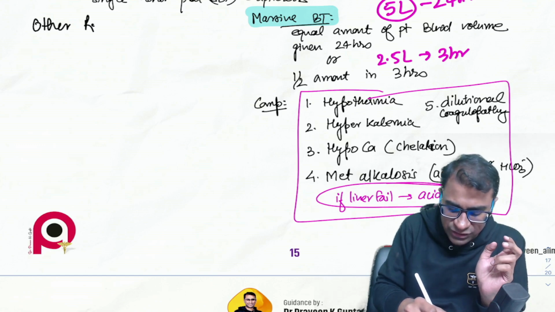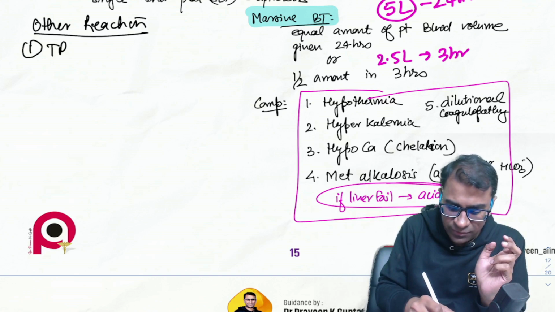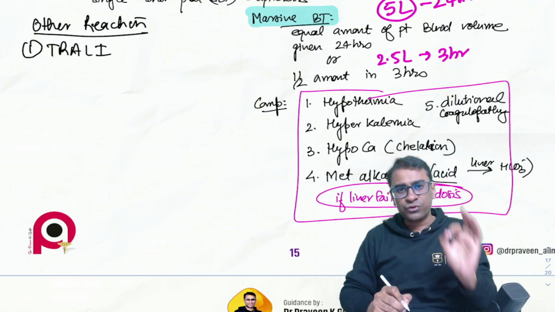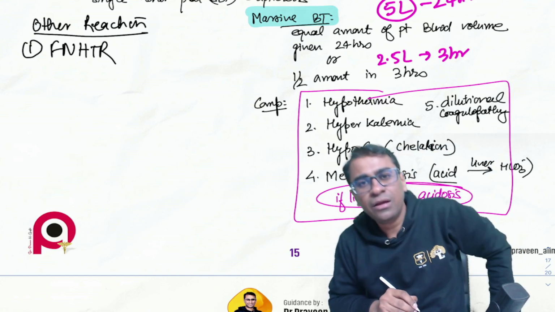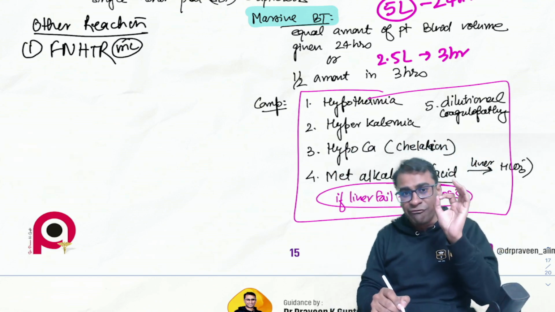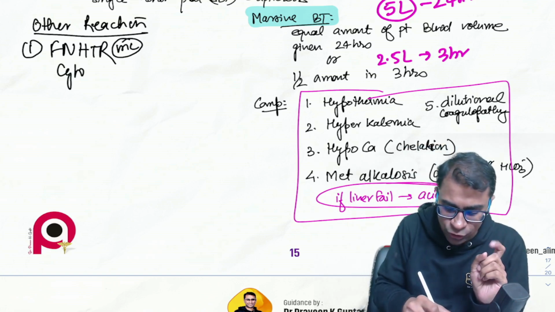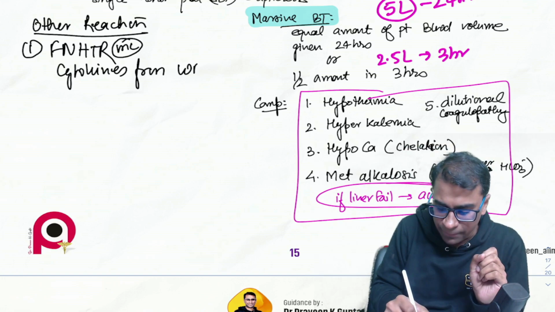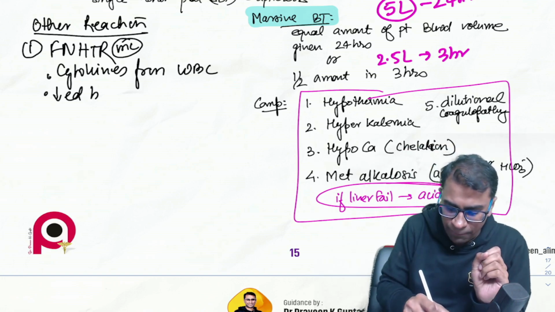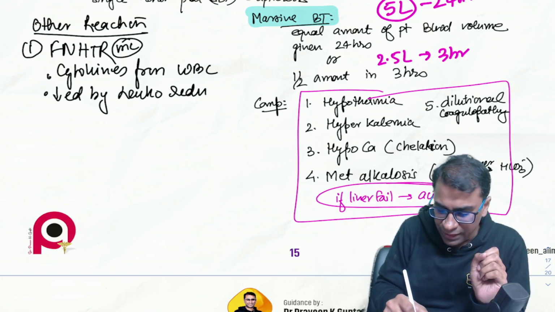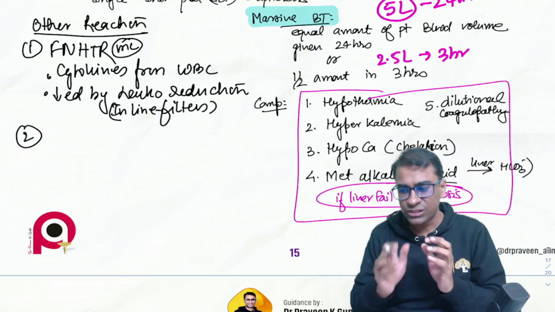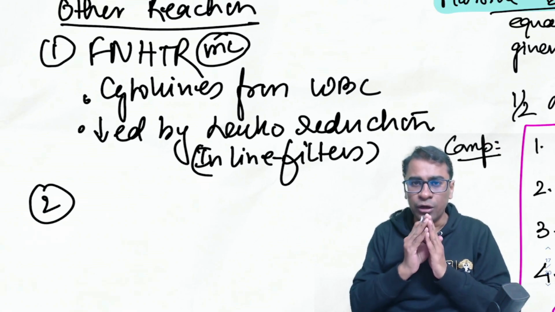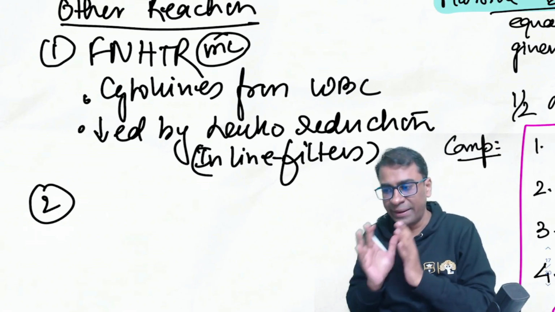Other types of reactions. The most common reaction is FNHTR, febrile non-hemolytic transfusion reaction. FNHTR occurs because of the cytokines from the white blood cells, and therefore it is reduced by leukoreduction, and leukoreduction is done by filters. They are referred to as inline filters. Okay, it is due to cytokines from the white blood cells, and so it is reduced by leukoreduction with inline filters.